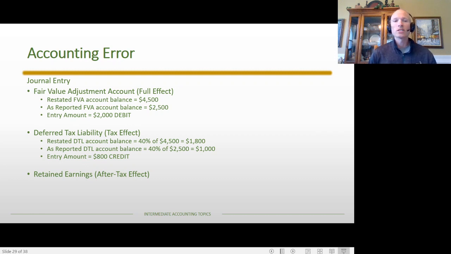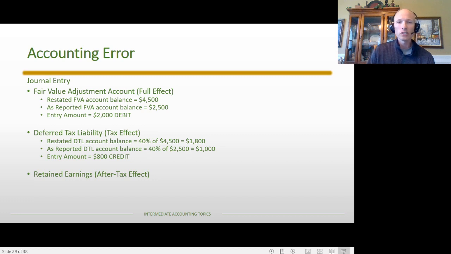Now, the reason why it's not the unrealized holding gain account is because that account got closed to retained earnings. So remember, when we do these journal entries, it's all about permanent accounts, unless this happens partly in the year or something like that. But they discovered this error, and that account has been closed. And so that's why in this case it's the retained earnings account.